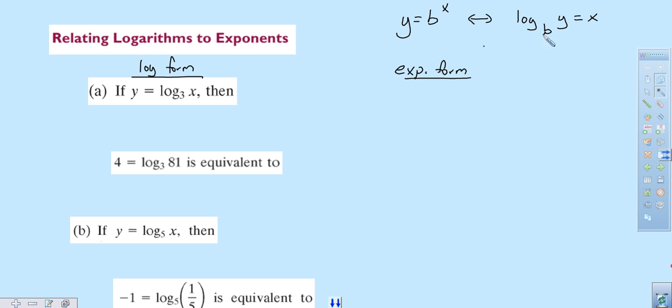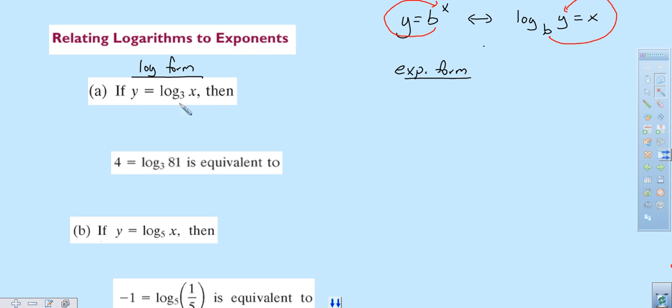So make sure you make that delineation that's down below. All right. Remember to do this, we start at the base, we go towards the equal sign, we swing around to the exponent, or vice versa. If I'm going from log form to exponential form, I start at the base again, I go towards the equal sign, and I swing around.